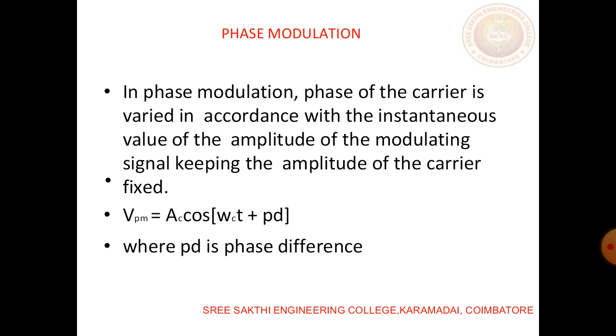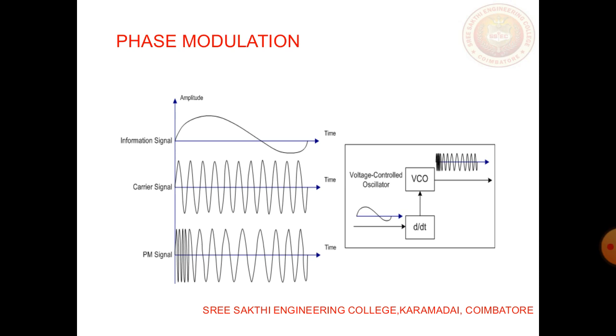I told you already, the phase of the carrier is varied in accordance with the instantaneous value of the amplitude of the message signal, whereas the amplitude of the carrier will be fixed. So Vpm is your final output voltage, which is equal to Ac cos omega_c t into PD. PD is nothing but your phase difference. This is your representation of the phase modulation. Here we are giving the information signal as input and applying the carrier signal as the secondary signal.